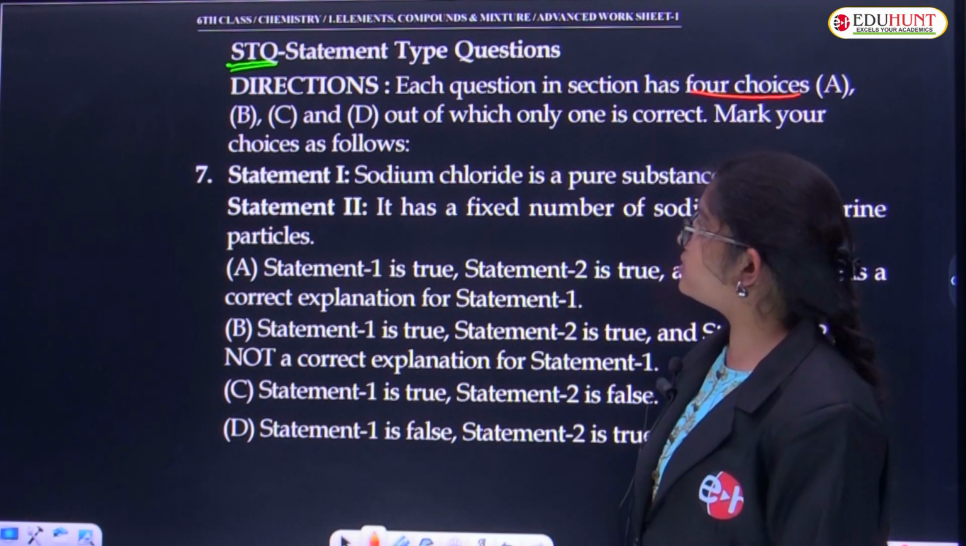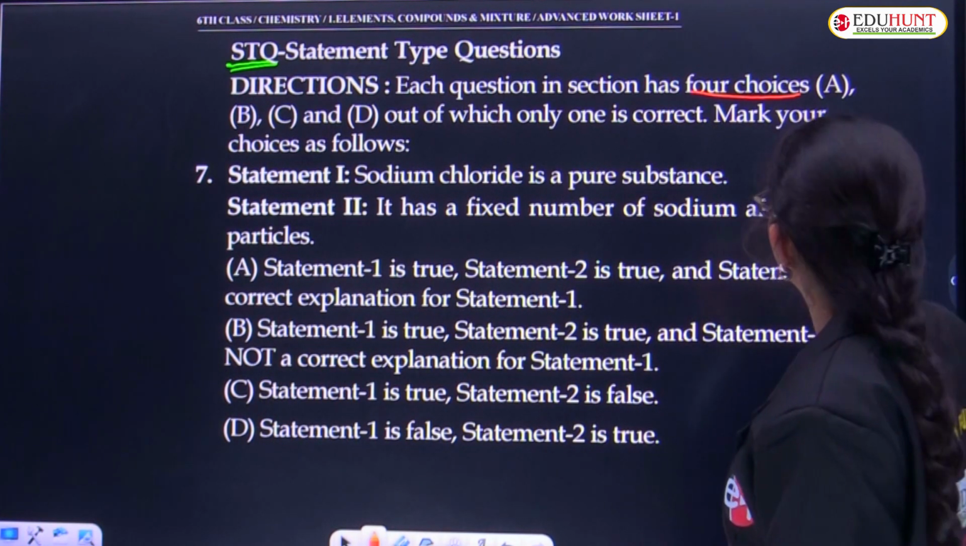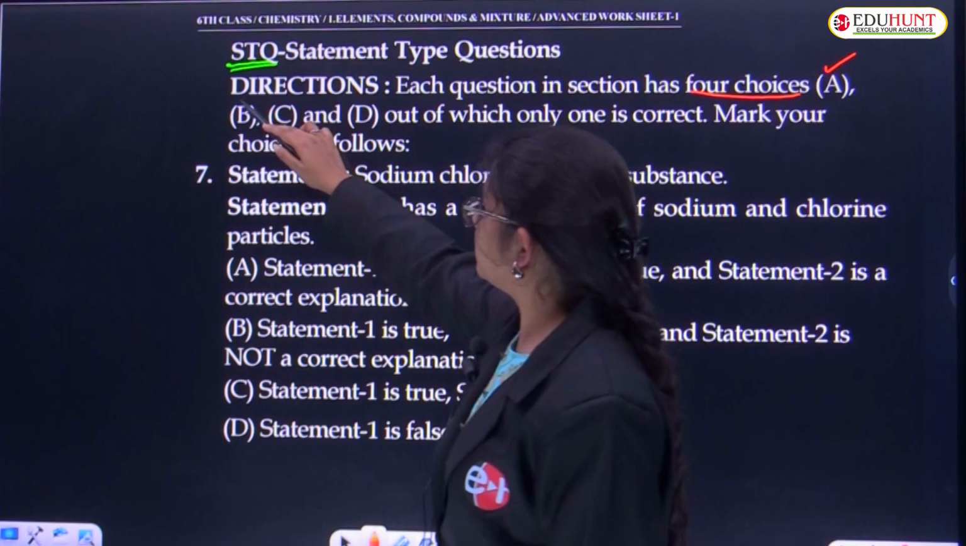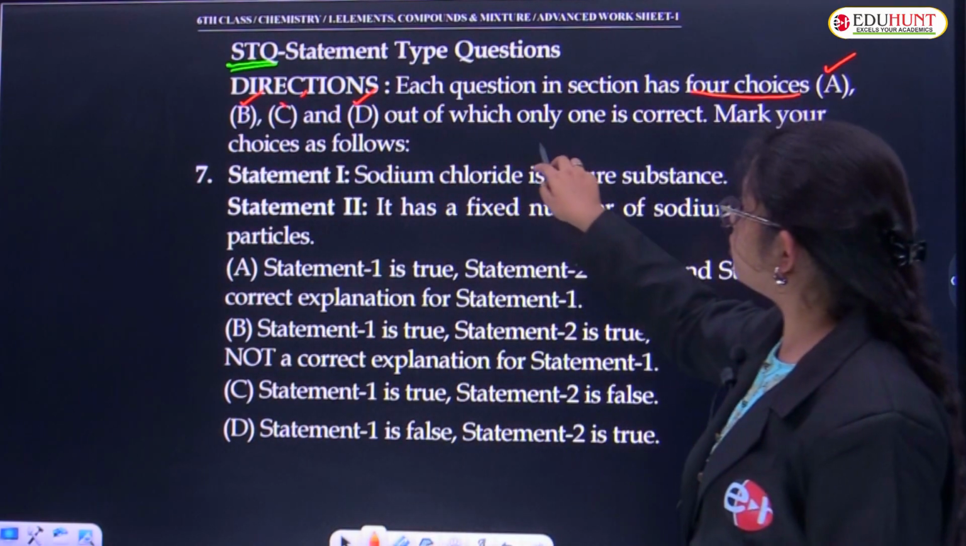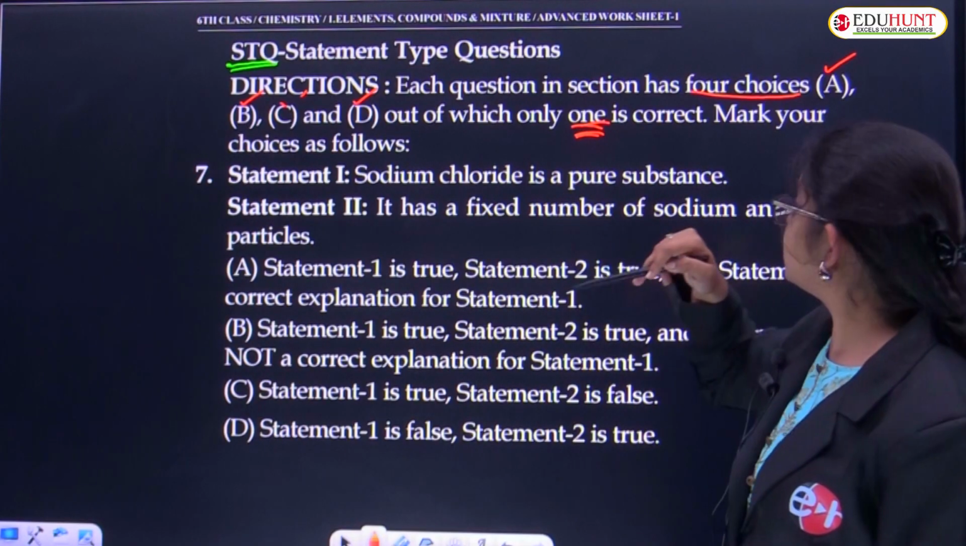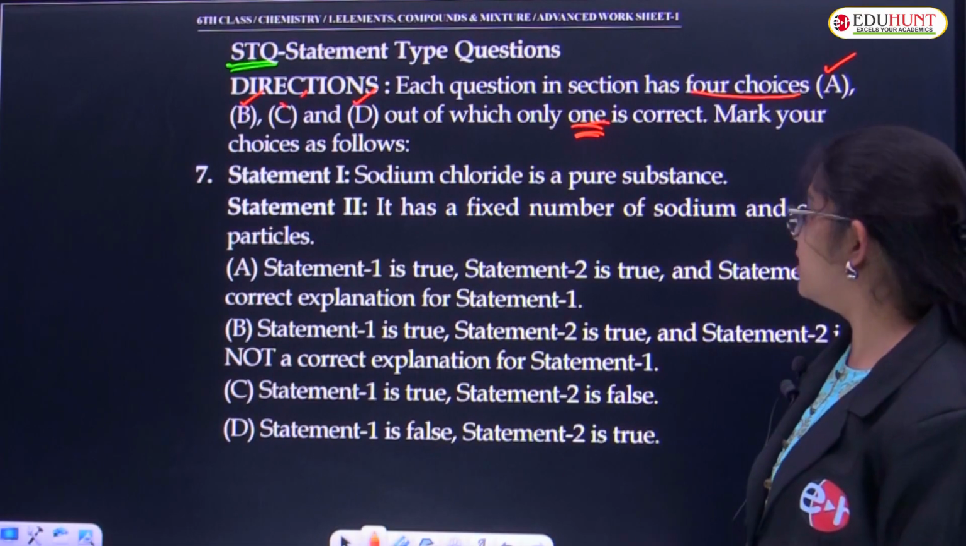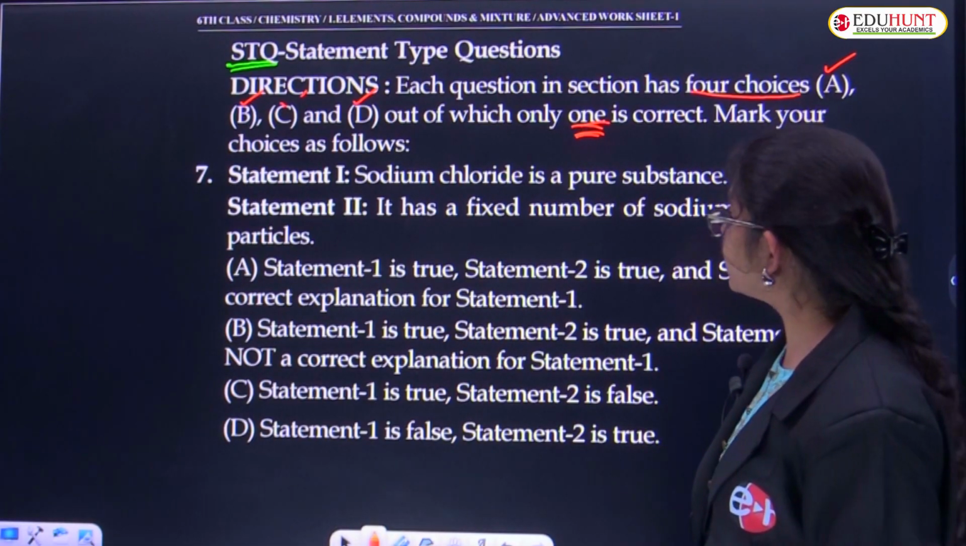Directions here: each question in the section has 4 choices, namely A, B, C and D, out of which only one is correct. Mark your choices as follows. Okay, very good. So, we'll go with the question now.